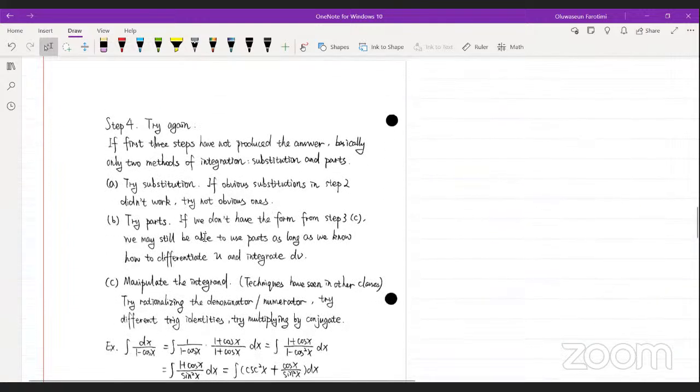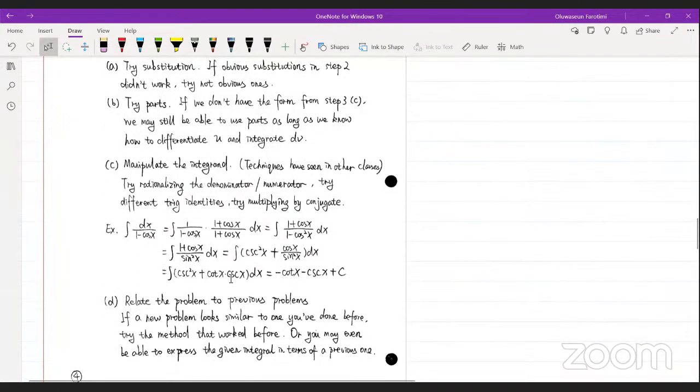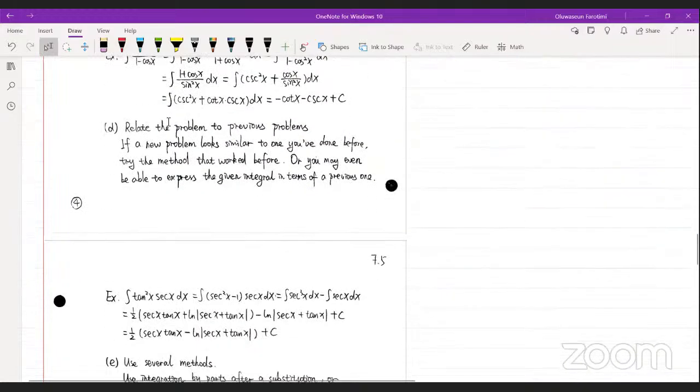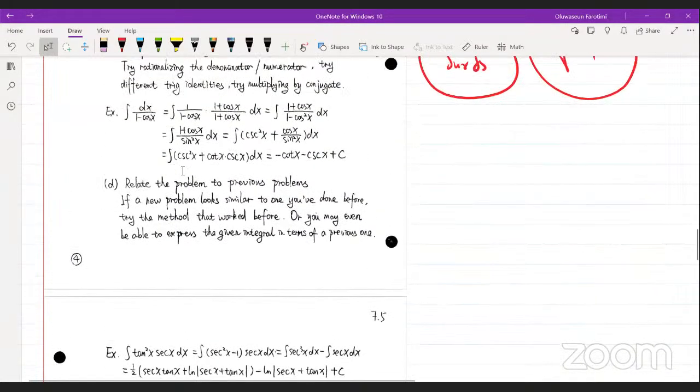And in step 4, if steps 1 to 3 have not produced an answer for you, what do you do? You try again. What does it mean to try again? You try the substitution, try integration by parts. You find a way to manipulate the integrand. Sometimes for surds, which have square roots, you have to think about rationalization, where you rationalize. And then it says to relate the problem to previous problems.